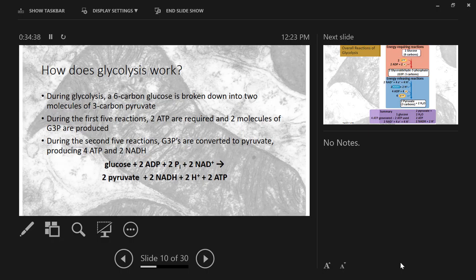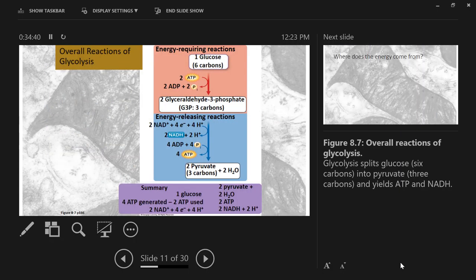Okay. All right. So here's a visual representation of the overall process of glycolysis. Our first 5 reactions are energy requiring. We take one molecule of glucose, get two molecules of glyceraldehyde 3-phosphate or G3P. Second five are energy releasing or energy return. We take two molecules of G3P and we generate two molecules of pyruvate. Along the way, we also generate four ATP and two molecules of NADH.